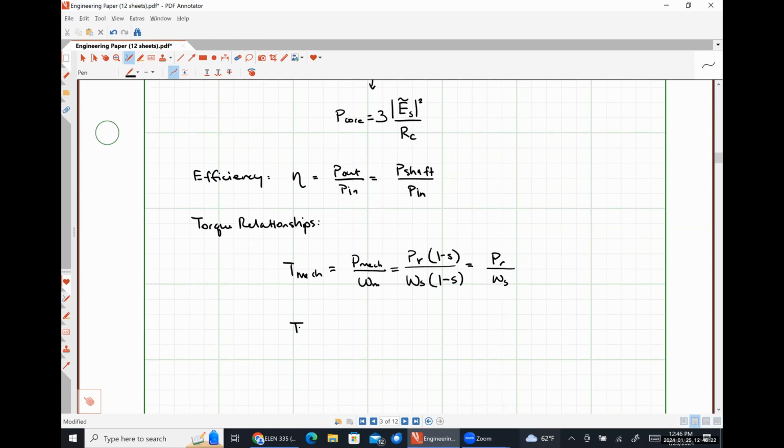For the torque delivered to the shaft of our machine, that's just going to be the power at the shaft divided by the angular frequency of shaft rotation, or power delivered to the shaft divided by omega s times 1 minus s. So there's no real simplification we can make.